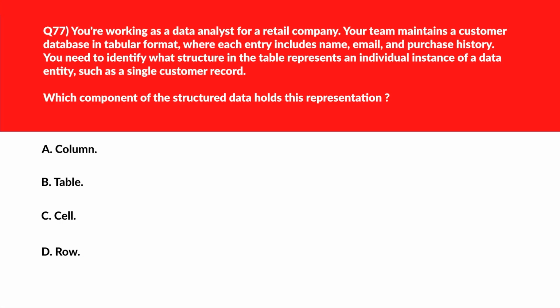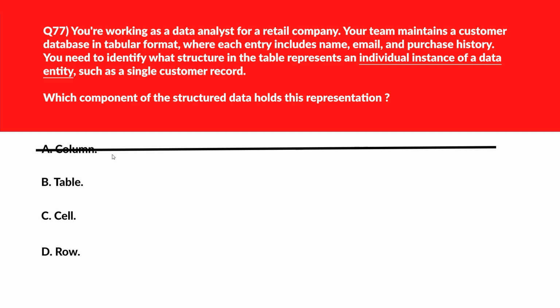Alrighty, now let's look at this question. We'll look at first option A. It says column. A column defines attributes, not individual entities. Incorrect. We'll move to B. B says table. A table holds many entities, not a single instance. That being said, it's incorrect.